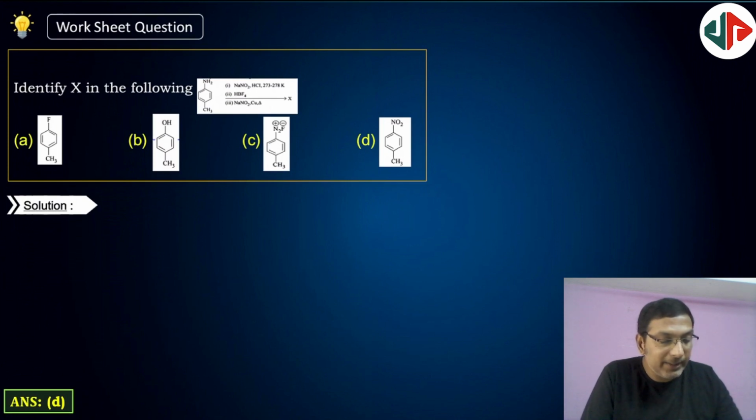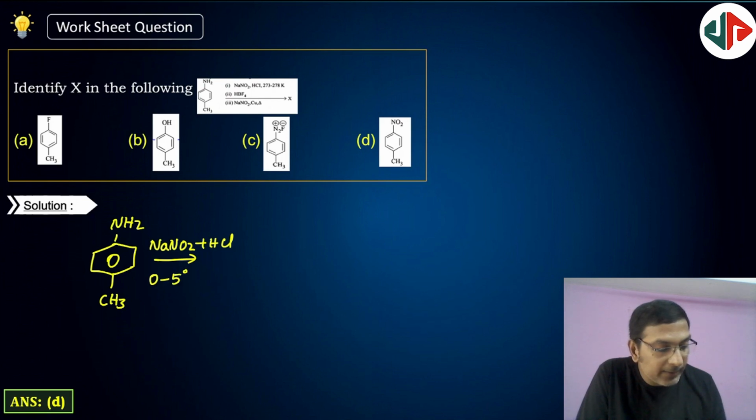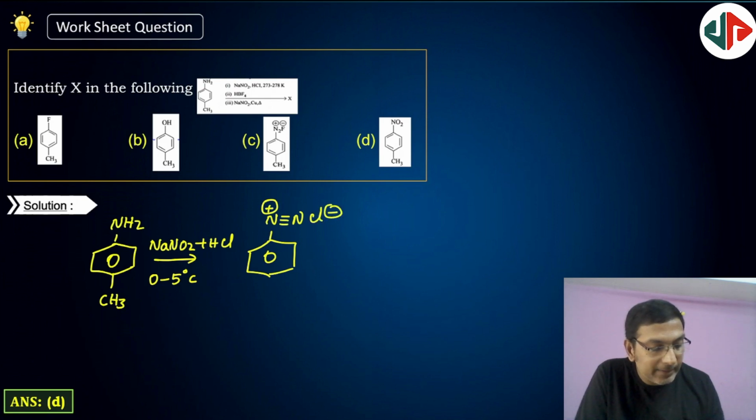Identify X in the following reaction. So first it is given NH2 and here CH3. So first reaction: NaNO2 plus HCl, 0 to 5 degrees centigrade, very low temperature. So first it gives diazonium compound, N2 plus and Cl minus. Diazotization.